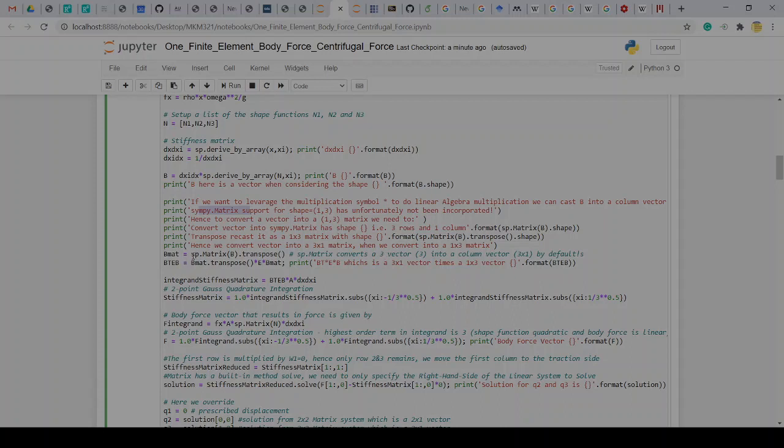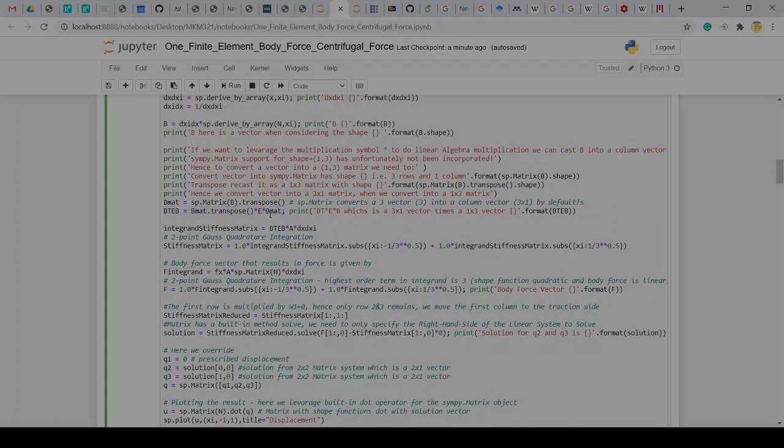So SymPy Matrix, B matrix, the transpose, so that is a column vector. This is a 3×1 vector, and then essentially if I do the transpose, it becomes a 3×1 times E times 1/3. This becomes a 3×3 matrix then, if I do that. So then I can leverage the multiplication symbol if I've made sure that these are SymPy matrices.